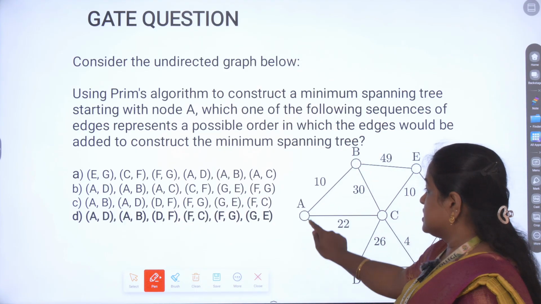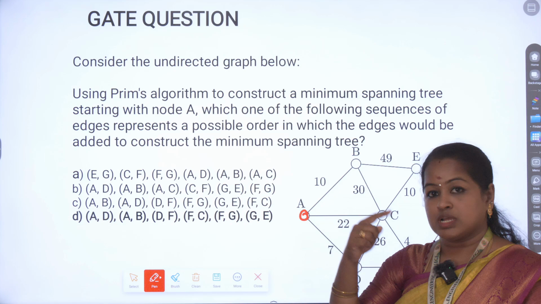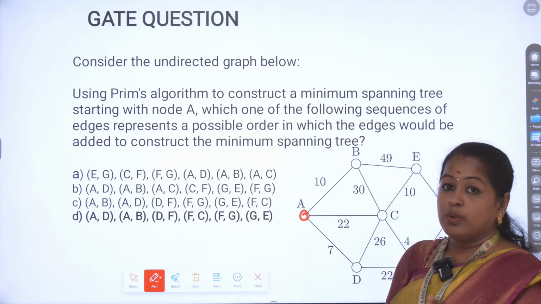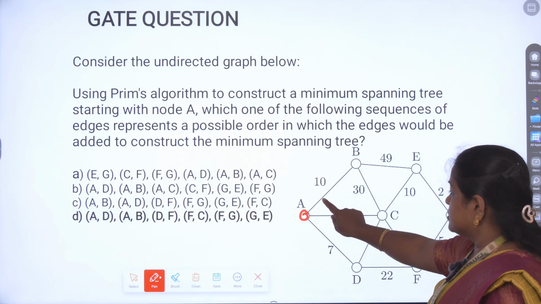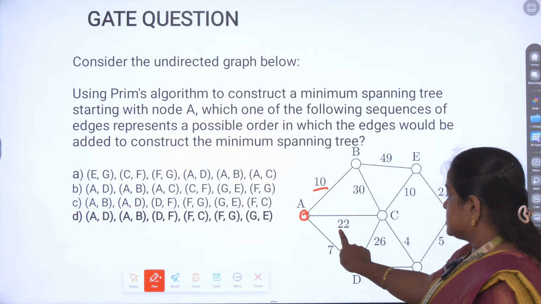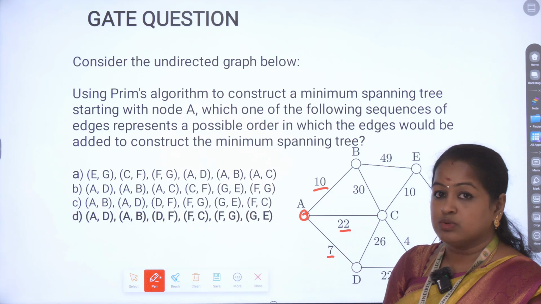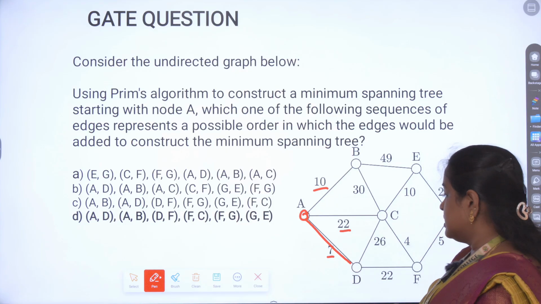So let us start, starting from node A. From node A you are going to travel to the next node. When you travel to the next node, you have to check which node is the nearest one, the smallest one. I see here it is 10, this is 22 and this is 7. When we compare these three values, the value 7 is the lowest. So I am going to travel to D.